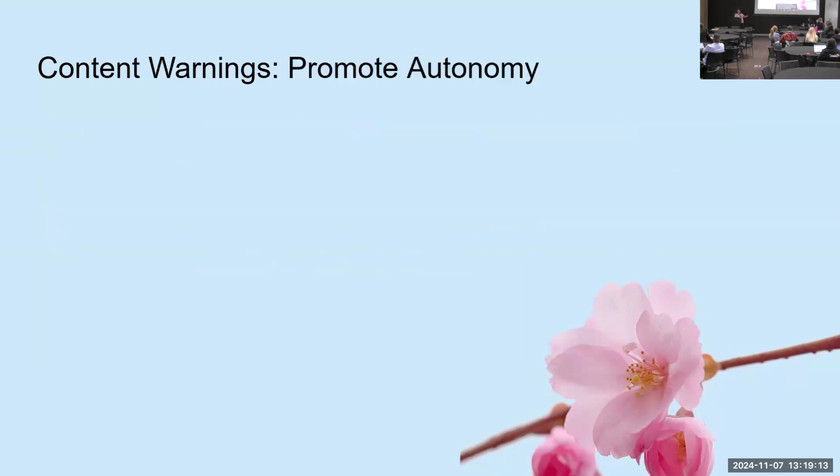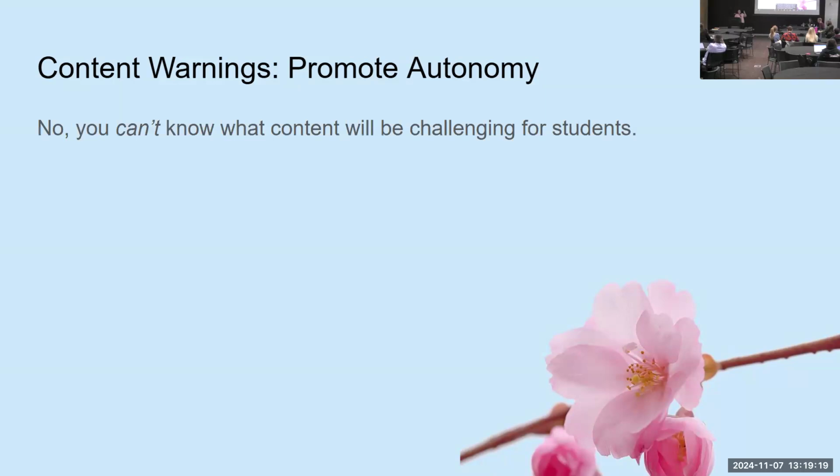Okay. So now let's think about these values. If we think about autonomy, values, and compassion, what do we get? So first, no, you can't know what content will be challenging for students. You can make some educated guesses in terms of just the percentage of the population and whatnot, but you don't know for sure. So don't assume you do.